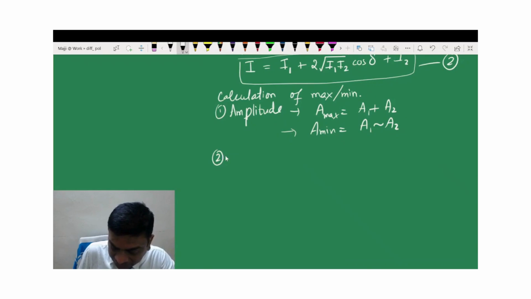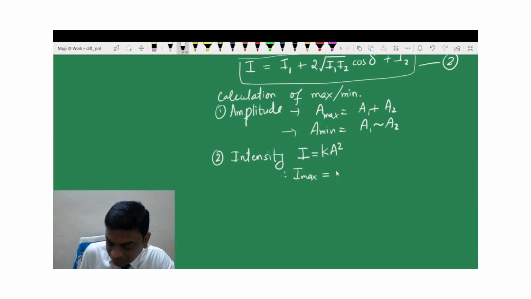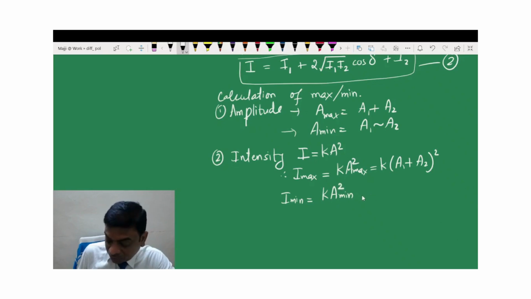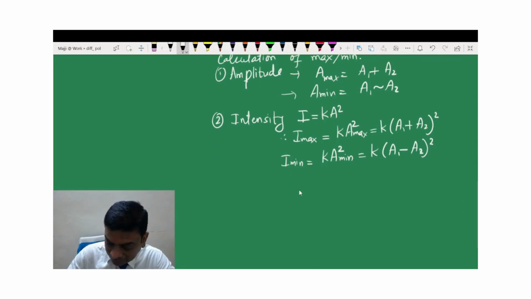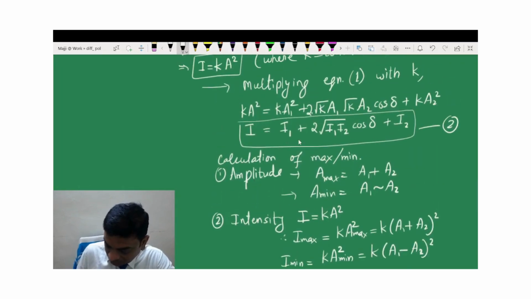Now similarly, intensity. Intensity being k into A square, if you are interested in the maximum intensity, then it will be k into the maximum amplitude square, and the maximum amplitude is this. So we can write this as k into a1 plus a2 whole square. Similarly, if you are interested in the minimum intensity, then you have to take into account the minimum amplitude, which will be k into, now you can write a1 minus a2, because even if a1 is less than a2 it doesn't matter, because after all we have to square this expression. So the square will always be positive. Okay. Then secondly, in terms of I1, I2 also we can say.